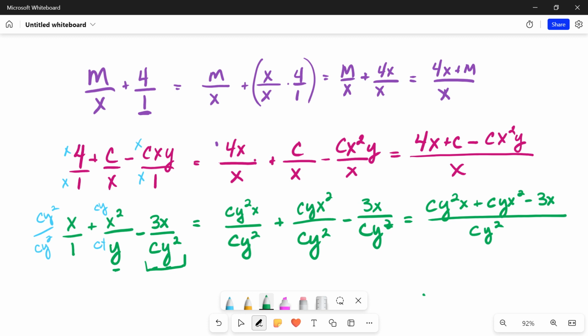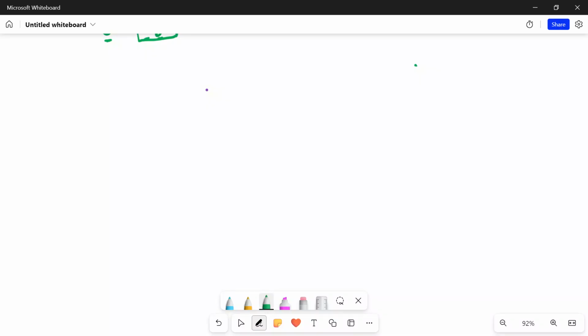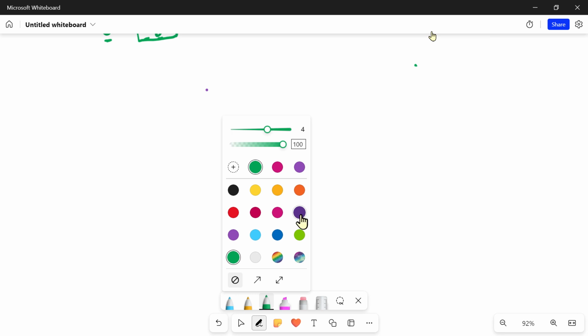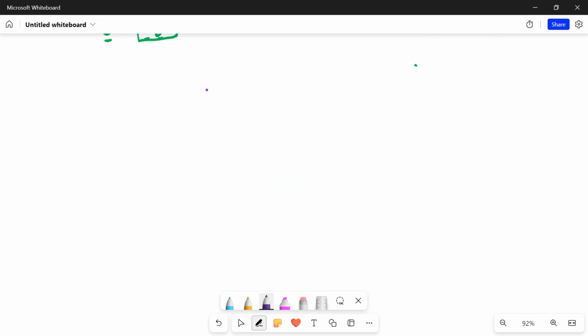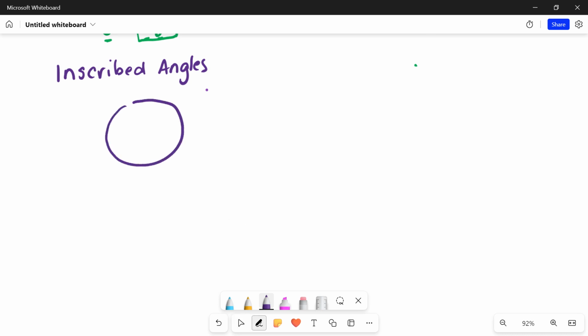All right, we are going to move on from that topic now. And now we're going to look at some angles. We're looking at the idea now of inscribed angles. Inscribed angles are going to be angles that are inside of circles. So if I've got a circle, and I've got this angle right here, I'm going to say that this angle here is 30 degrees.